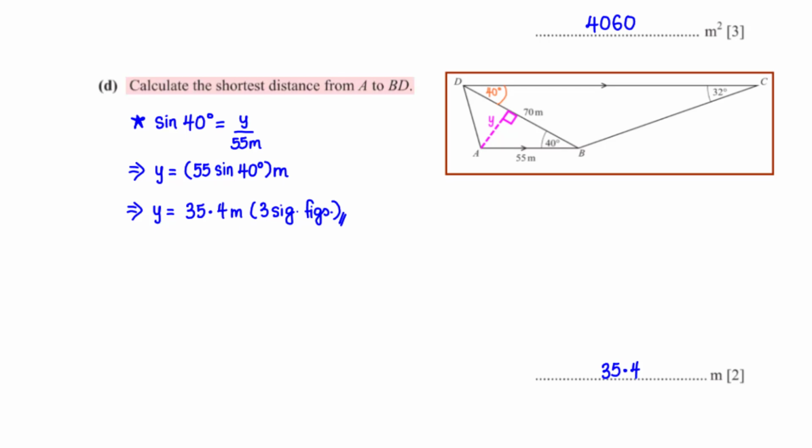Calculate the shortest distance from A to BD. The shortest distance from A to BD is the length of the perpendicular line from A to BD. We have labeled this length on the diagram as y. We can find y using SOHCAHTOA. This gives us sine 40 degrees equals y over 55 meters. When we make y the subject, this is what we get. When we type this into the calculator, we get 35.4 meters, rounded to 3 significant figures.